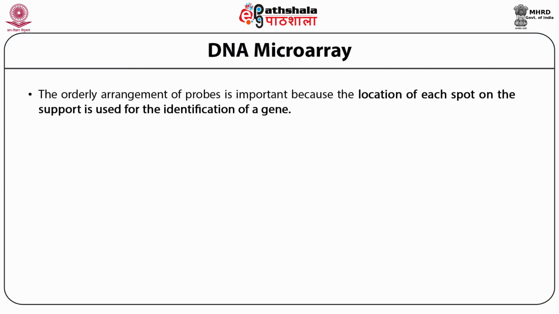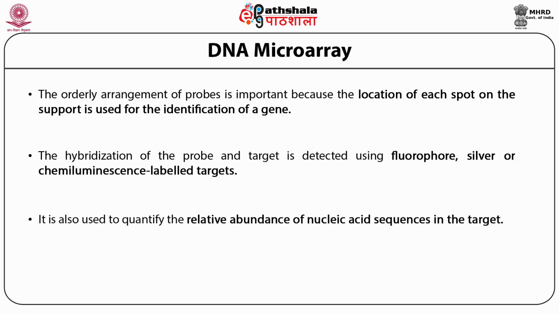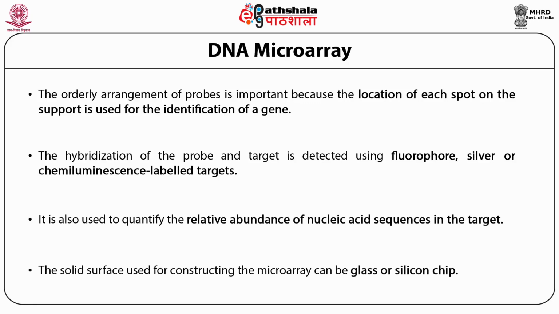The orderly arrangement of probes is important because the location of each spot on the support is used for the identification of a gene. The hybridization of the probe and target is detected using either a fluorophore, silver, or chemiluminescence labeled targets. It is also used to quantify the relative abundance of nucleic acid sequences in the target. The solid surface used for constructing the microarray can be glass, or a silicon chip.